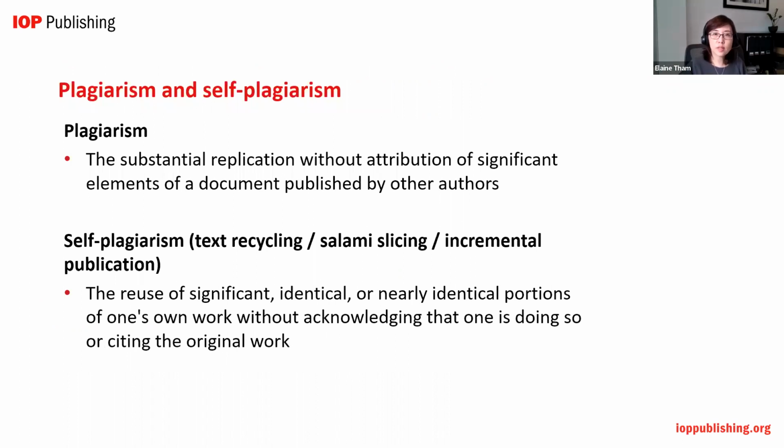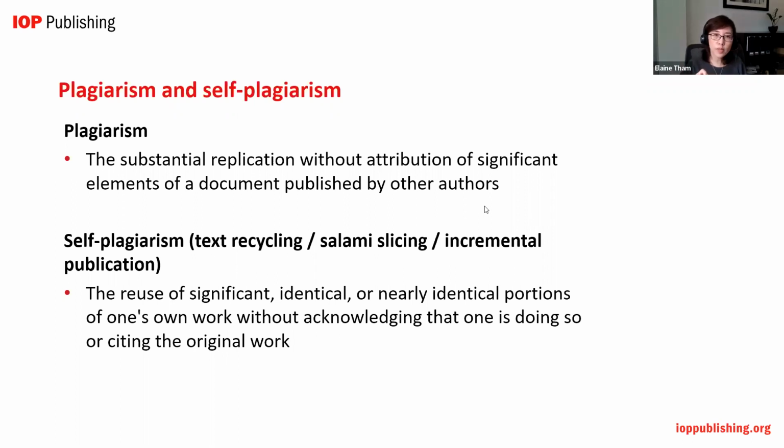So here are some examples of publishing misconduct. First, we have plagiarism, which is the substantial replication of significant elements of work from other authors without any attribution. At IOP, we try to detect this using Authenticate or through the peer review process.